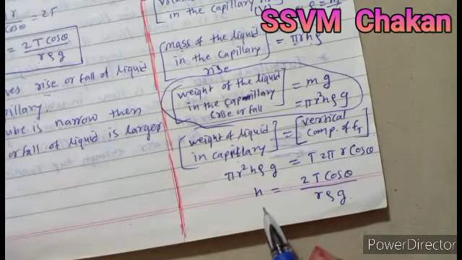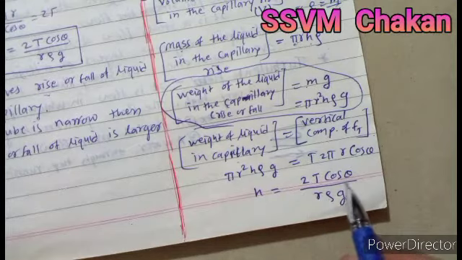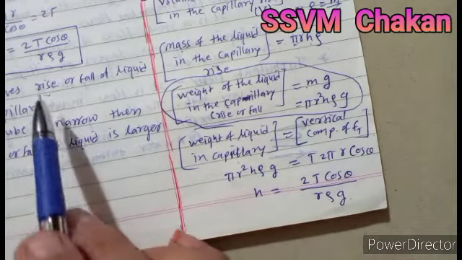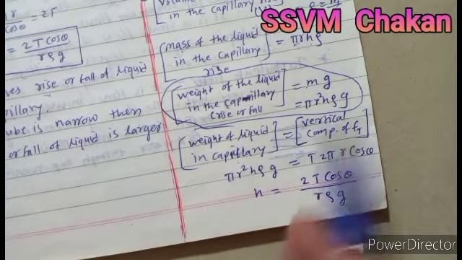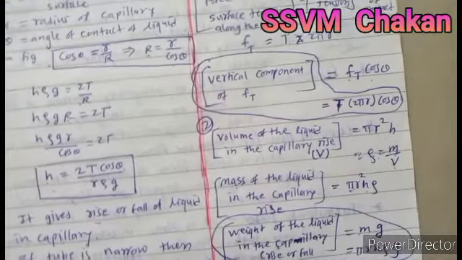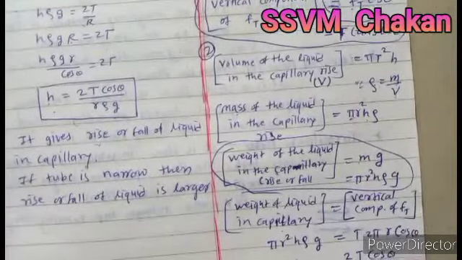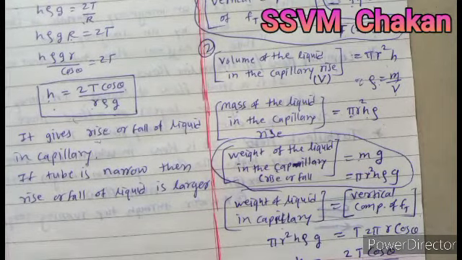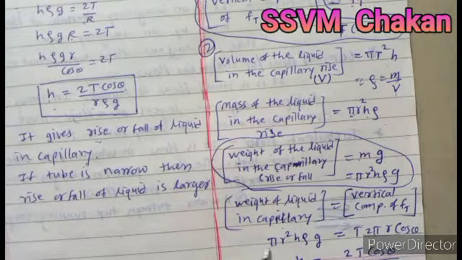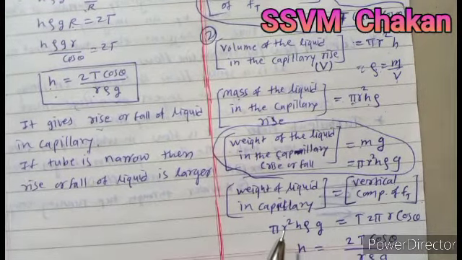Substitute the values, then we get h is equal to 2T cos theta by r rho g, which is similar to that of the previous formula. So we can calculate the formula for the rise or fall of liquid in a capillary by using the two methods, and we get the same formula.